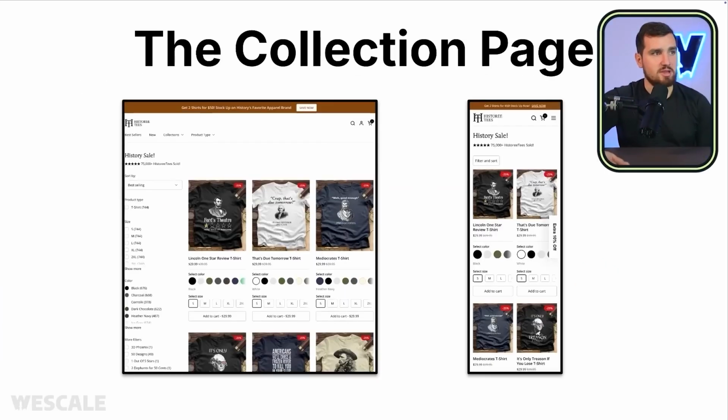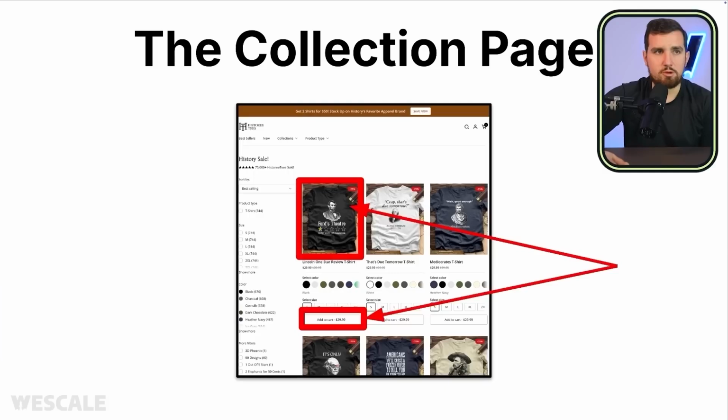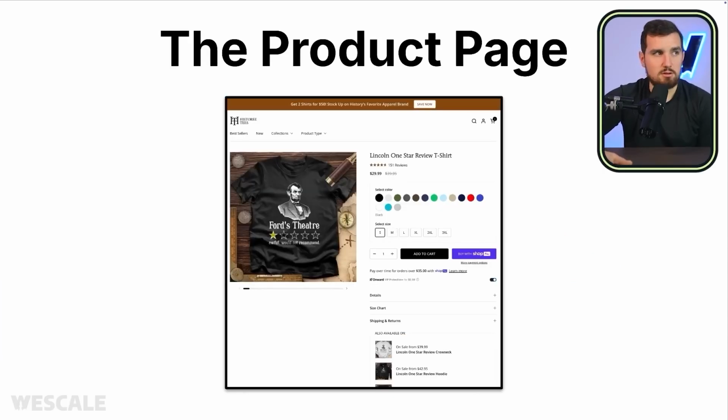Then on the collection page, really we should be looking at it on mobile. The goal is to get people to click one of 2 places. That's either the product image or the quick add to cart button, if we have it enabled. We right now don't have it enabled on our store and it's performing way better, but the goal is to get people to click on the product.